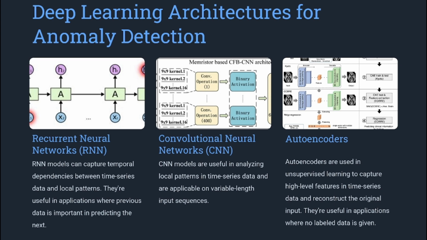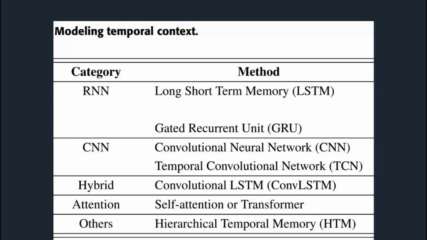Convolutional networks. CNN models are used in analyzing local patterns in time series data and are applicable to variable length input sequences. We can also use autoencoders. Autoencoders are used in unsupervised learning to capture high level features in time series data and reconstruct the original input. They are useful in applications where no labeled data is given. These are the various methods and their categorization that we can use for building time series models.